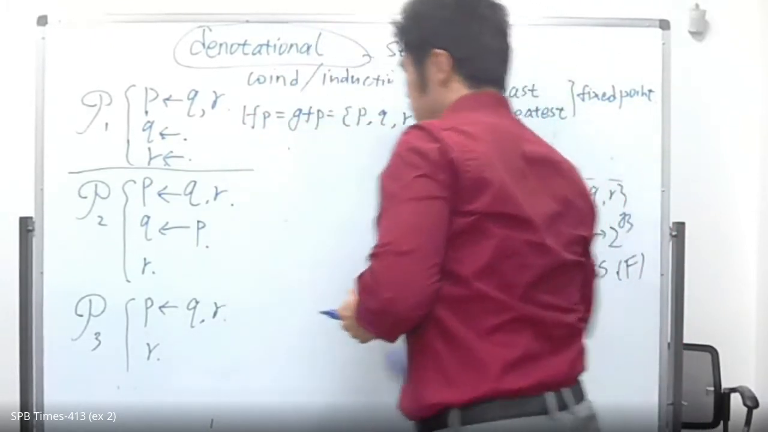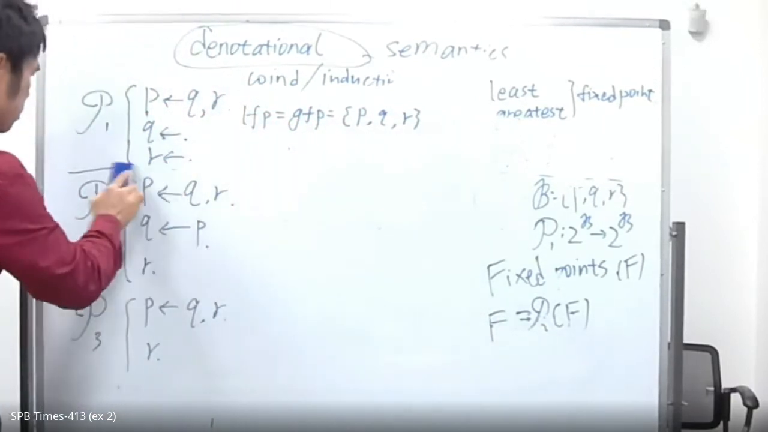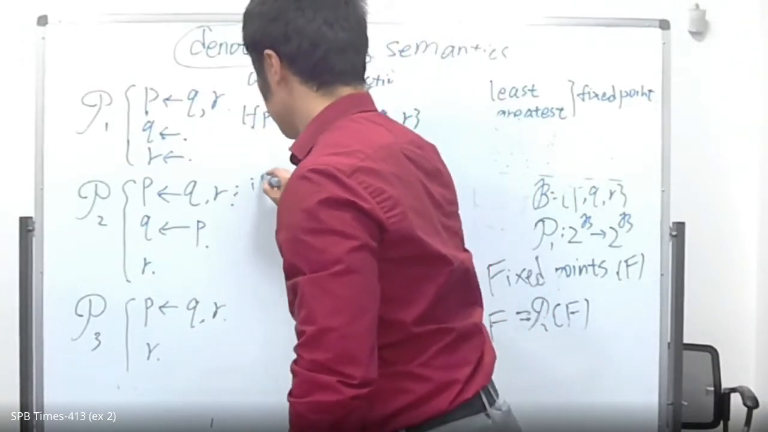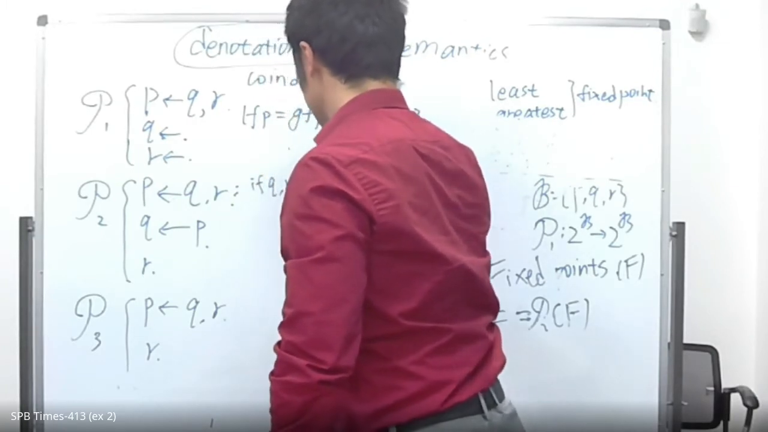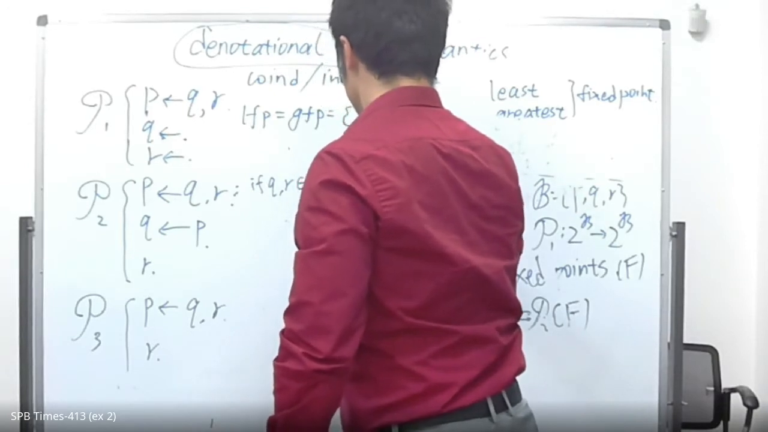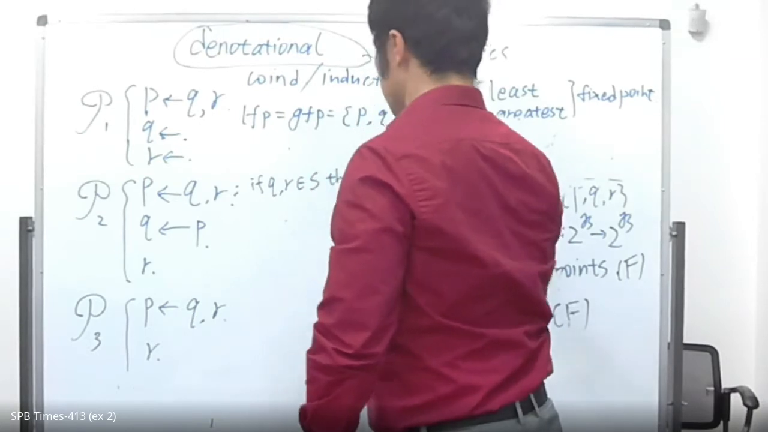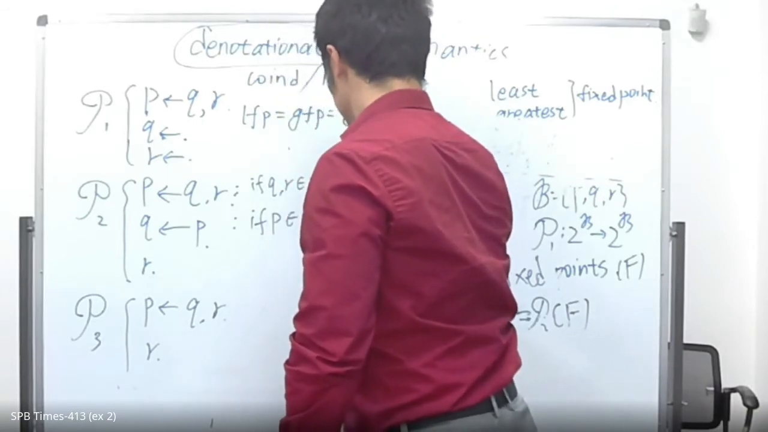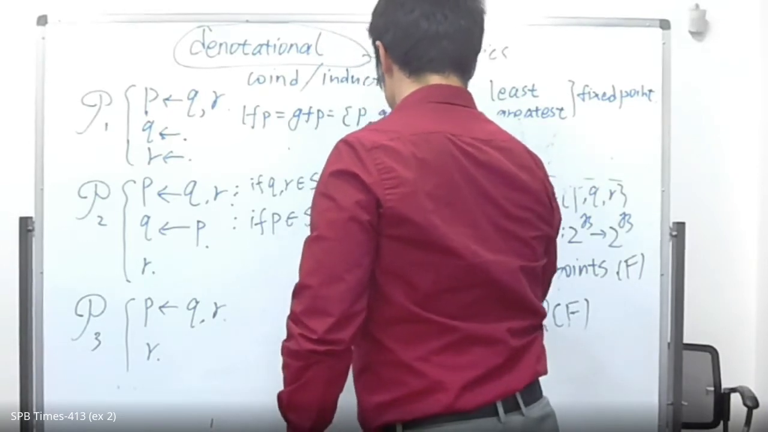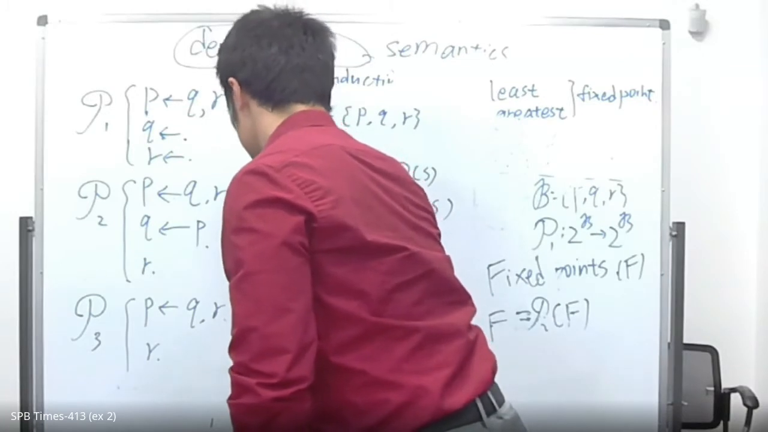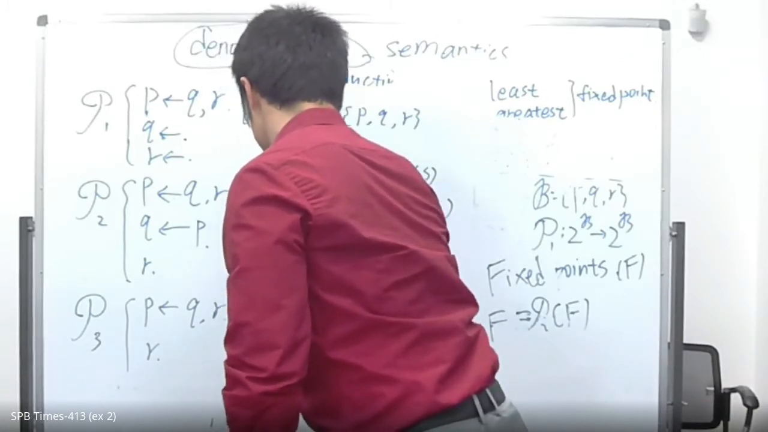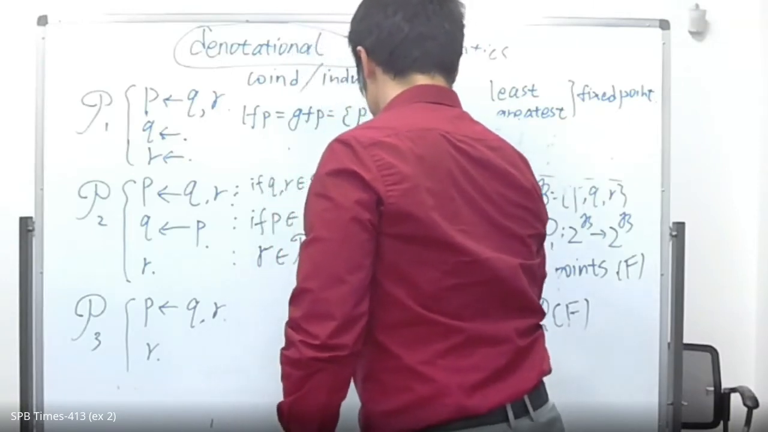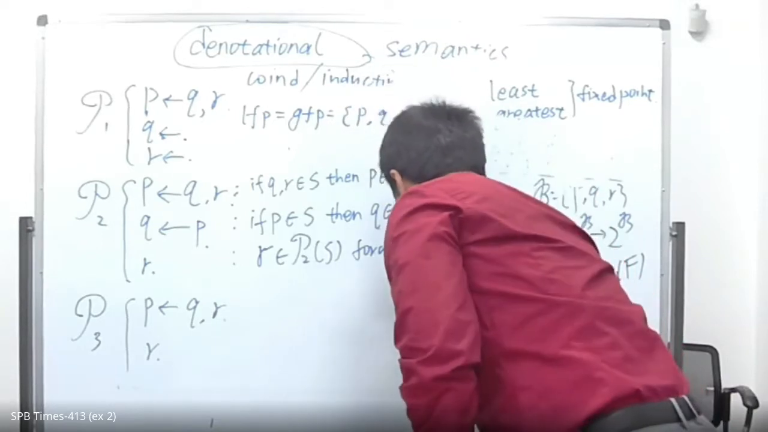Now for the second program, P2. The first clause says if Q, R are members of S, then P is a member of P2S. And this clause says if P is in S, then Q is in P2S. And this third one says R is in P2S, for all S.